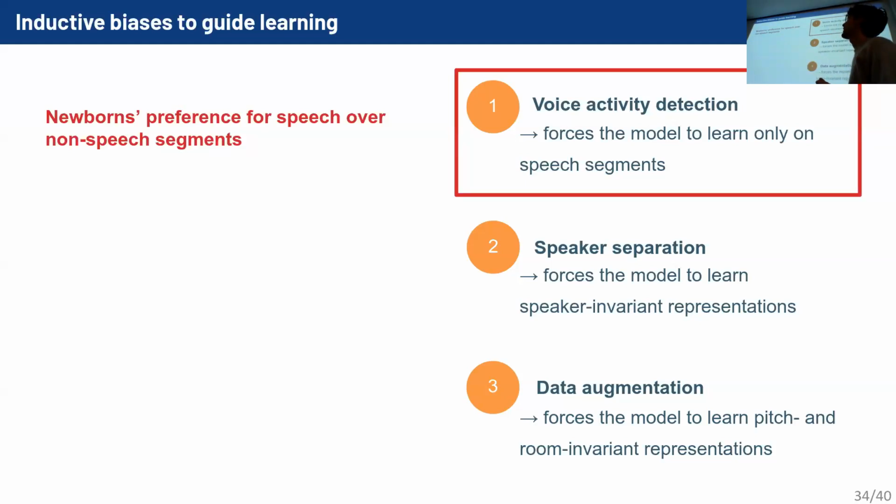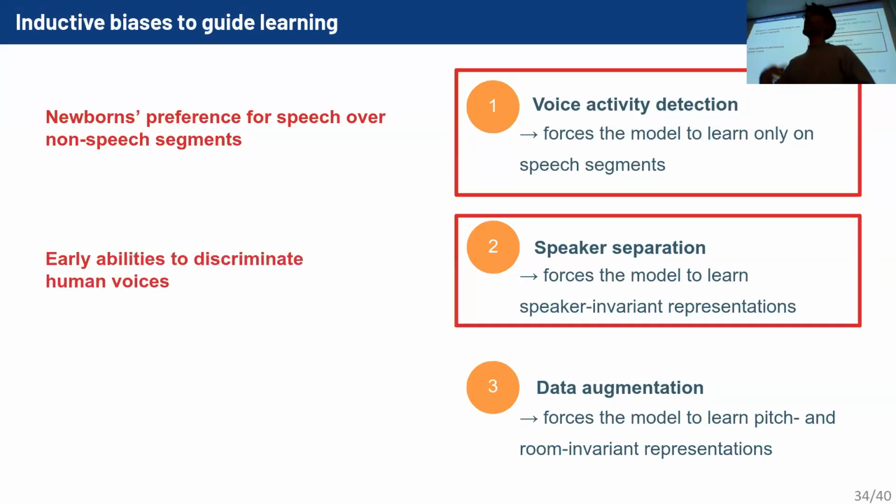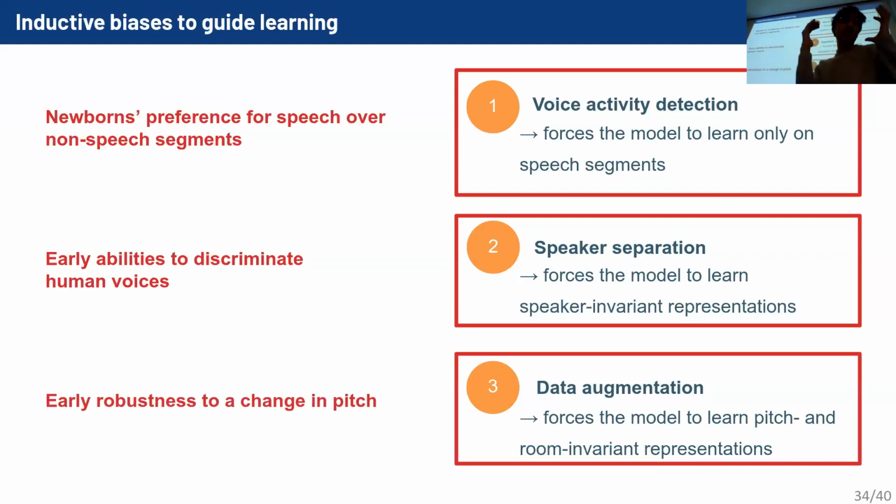We argue that these 3 inductive biases are plausible given what we know of infants. For instance, we know that newborns come with a preference for speech over non-speech, which shows that they can discriminate speech from non-speech. They also show early abilities to discriminate human voices, and their perception shows some degree of robustness with respect to a change in pitch. I haven't found any study that shows the same for reverberation, but this is something we could try.